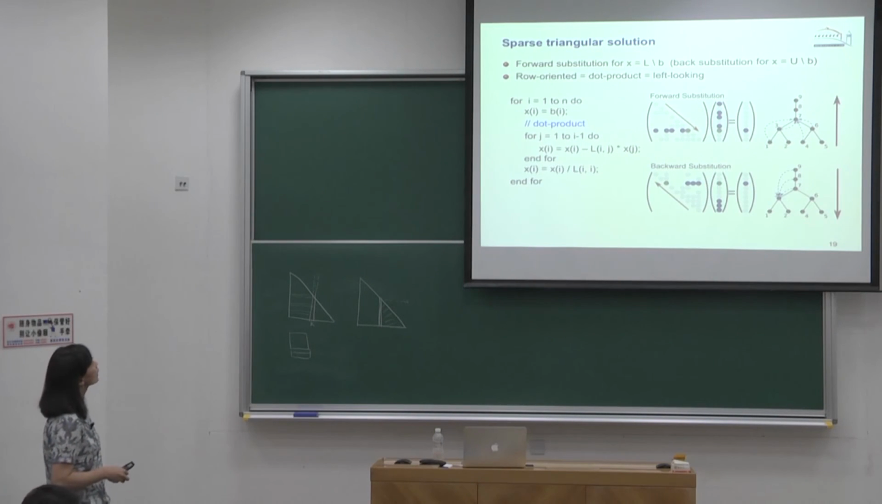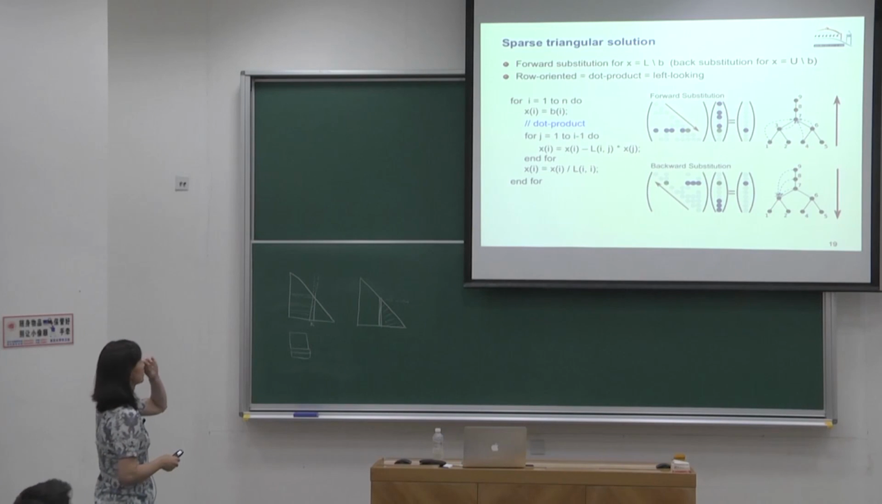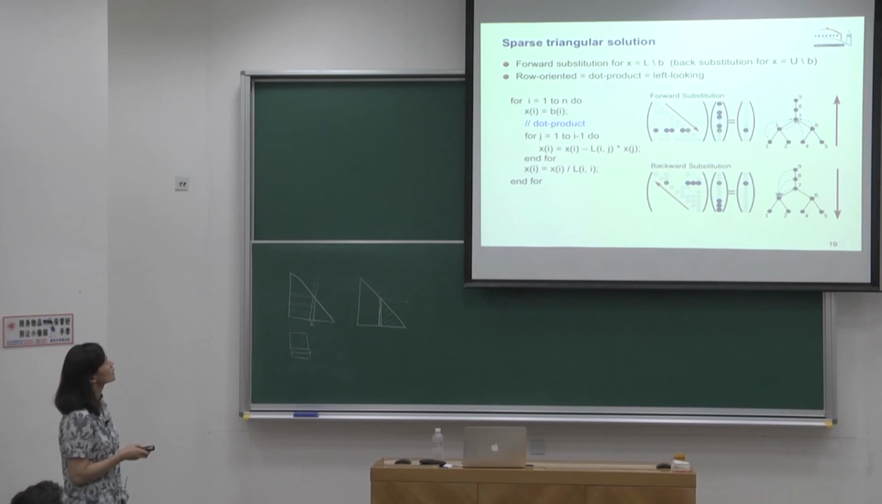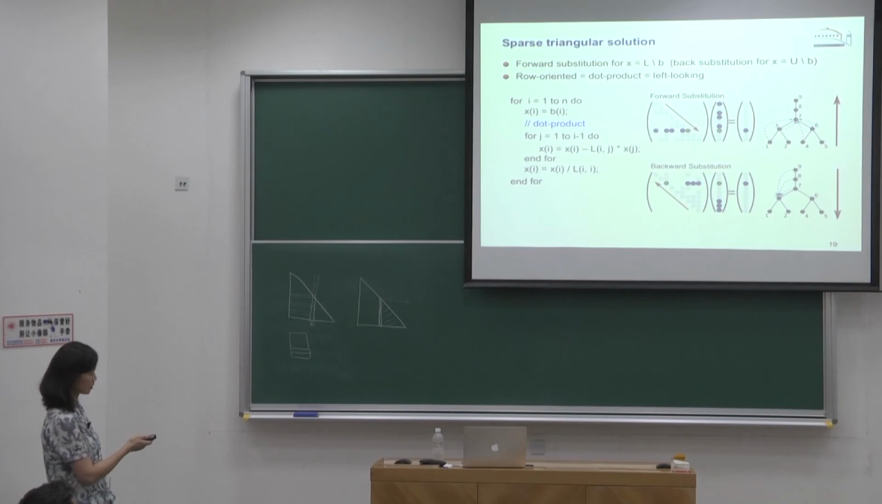So let's take a look at the triangular solution. Triangular solution in the dense case is relatively easy, but in the sparse case there are different ways. Again, it's based on this elimination tree, how you organize it, whether it's row-oriented storage or column-oriented storage. Then for the tree, whether you need to go down to look at the descendants, or you need to go up to look at the ancestors.